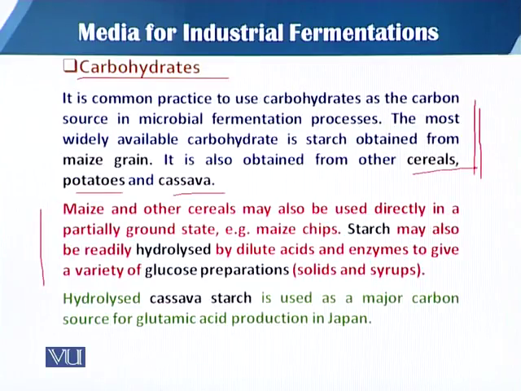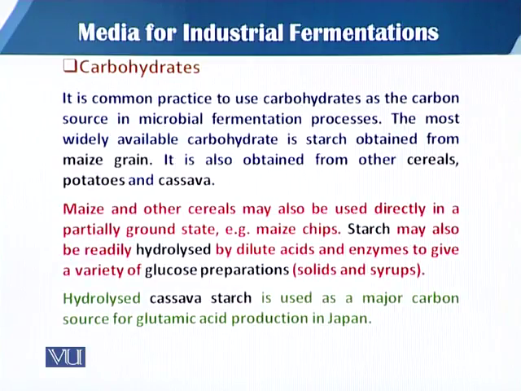The starch may also be readily hydrolyzed by dilute acids and by using some enzymes to give a variety of glucose preparations. We can utilize it as a solid, or sometimes convert it into glucose syrup. In Japan, for the production of glutamic acid, they utilize hydrolyzed cassava starch as a major carbon source. So we can utilize different carbohydrates for the production of different products.